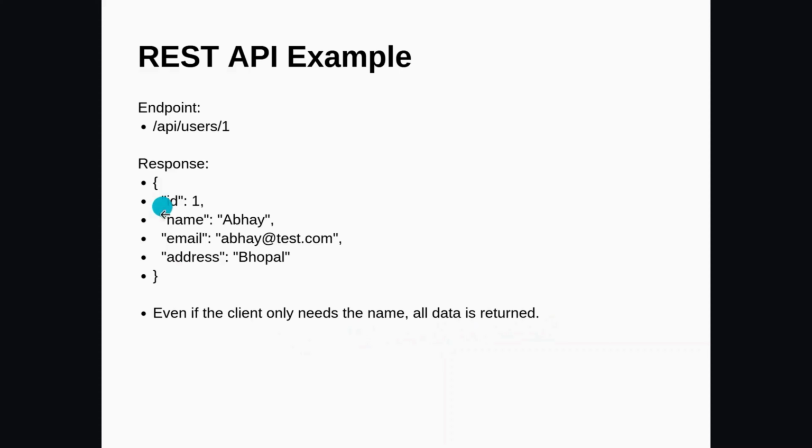Suppose your front end only requires the name. It doesn't want the email or address or ID, but still has to consume that data. Then they have to find the name in each record. So this is kind of an issue with the REST API.